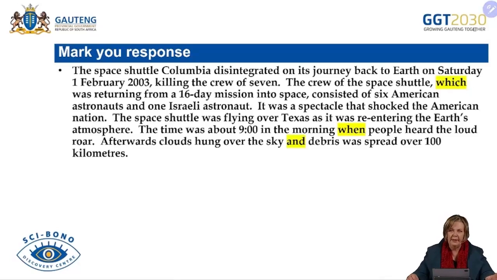The space shuttle Columbia disintegrated on its journey back to Earth on Saturday, 1st of February 2003, killing the crew of 7. Do you see how I've actually combined a number of ideas? I introduced the paragraph by referring to the space shuttle specifically. So now the reader knows exactly that this is what this paragraph is all about. The crew of the space shuttle, which was returning from a 16-day mission into space, consisted of 6 American astronauts and one Israeli astronaut. So we've given extra information on the crew, not 2 separate sentences, but we have combined them to add more interest. It was a spectacle that shocked the American nation.